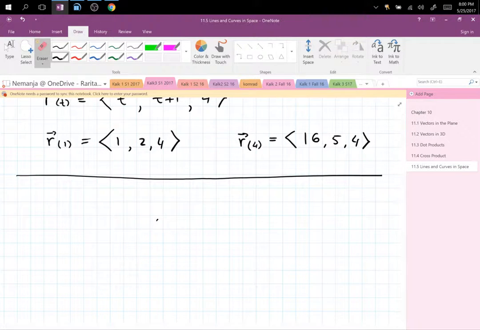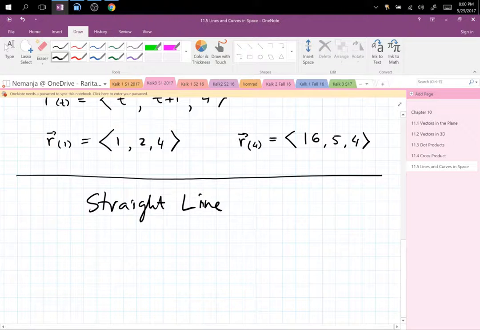Okay. So the next order of business is for us to start understanding the equations of these curves in space, and we are going to do the most fundamental one, which is a straight line. That's the first one we have to understand. So let's talk about a linear line, a straight line in space.